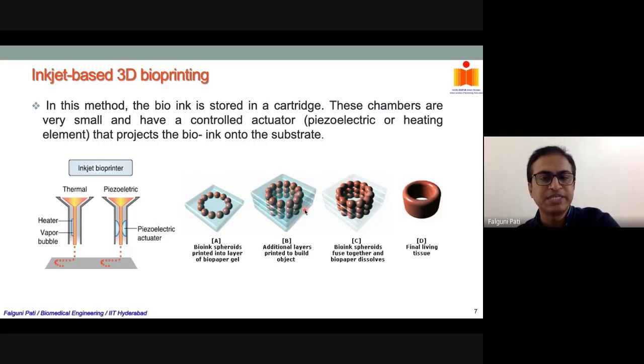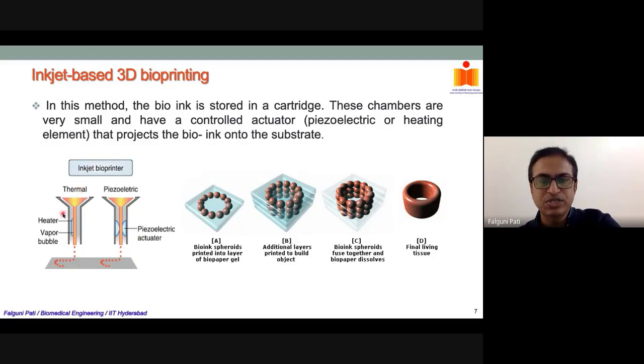These layers can be printed, and when the whole thing is done, we can allow them to mature further. In this process the biopaper will degrade, and we can get very good three-dimensional structures. So this is the final structure that we can get. Suppose a cylindrical structure, you can think of it as your food pipe, or blood vessels, or a trachea. These kinds of things can be generated with this 3D bioprinting approach.